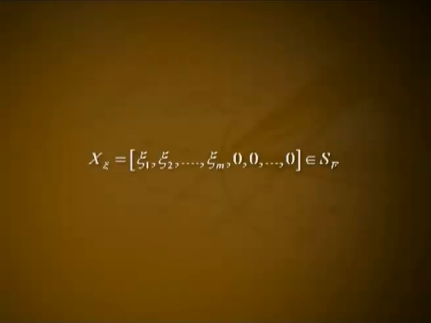Proof. Let SF be the set of feasible solutions. Clearly, ξ = (ψ1, ψ2, etc. ψm, 0, 0, etc. 0) belongs to SF. Suppose that it is not an extreme point, then two points x1 and x2 different from ξ exist in SF such that ξ = (1 − λ)x1 + λx2 for 0 < λ < 1.